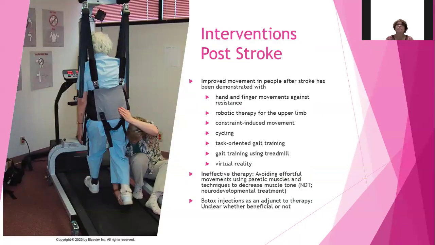After stroke, improved movement has been demonstrated with hand and finger movements against resistance, robotic therapy for the upper limb. So that's where you have a device that is helping to move your upper limb. It's kind of cool. Constraint induced movement. So you basically constrain the more able side and you force the more impaired side to do the task. Cycling, and it can be just active cycling or functional electrical stim cycling.